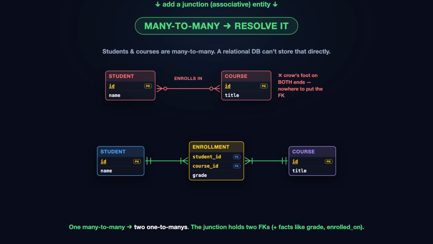One student has many enrollments, one course has many enrollments, and each single enrollment points at exactly 1 student and exactly 1 course. The junction entity is also the natural home for any facts about the pairing itself: the date the student enrolled, the grade they earned. So the lesson: whenever you see a many-to-many on your whiteboard, resolve it into a junction entity holding 2 foreign keys before you write any SQL. It's the same idea as a junction table, just framed as fixing the diagram.